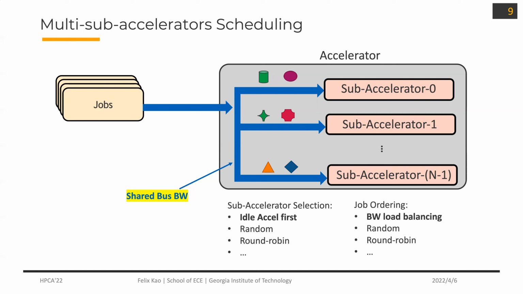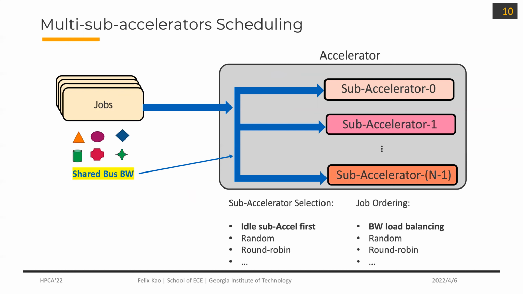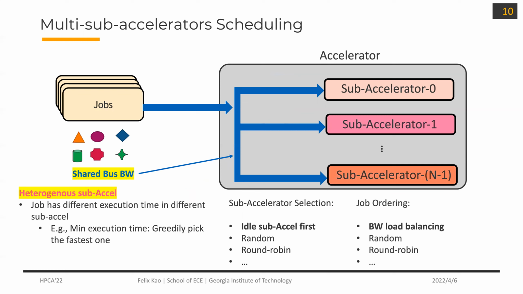Now let's see a slightly more complicated example. Here we have heterogeneous sub-accelerators. It means each sub-accelerator could have different strengths, some good at convolution, some good at GEMM, and so on. Therefore, each job has different execution time on different sub-accelerators. One useful heuristic for sub-accelerator selection might be minimum execution time, meaning we always greedily pick the sub-accelerator that can run the job the fastest. However, as you may already notice, it could also incur unbalanced allocation like this.